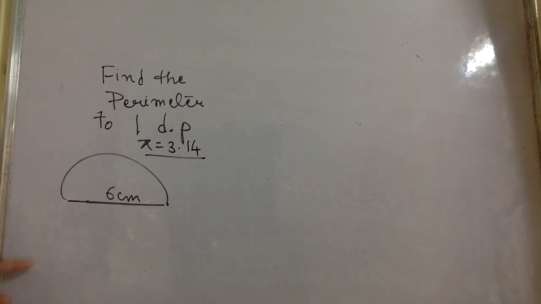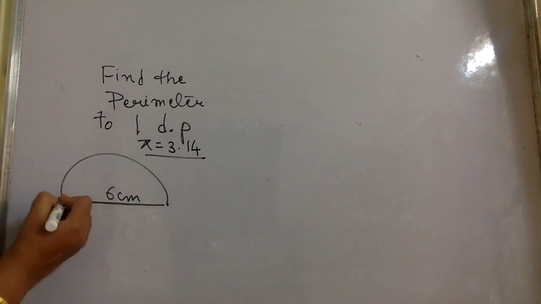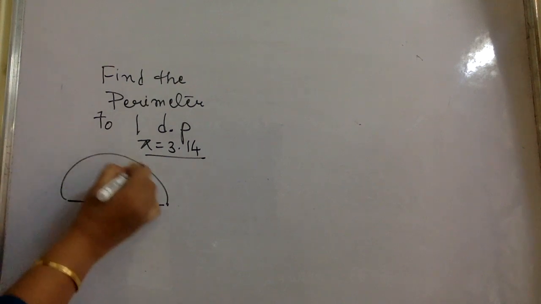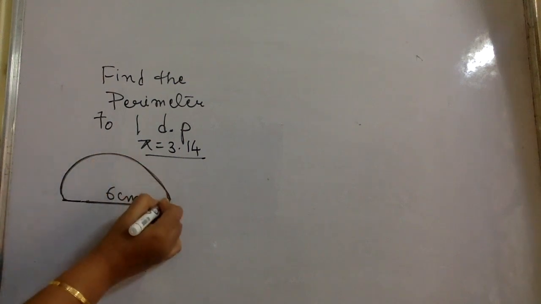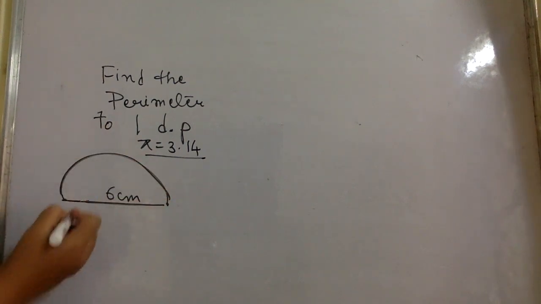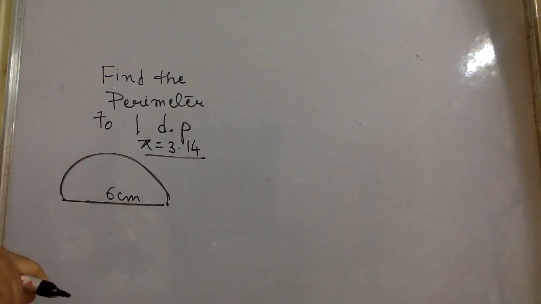Now this question is one of the questions which is asked, and very often people get it wrong. Now why do they get it wrong? Perimeter is any outside boundary. So the perimeter here will be half of the full circumference. This is a semicircle, so this is half of the circumference. Okay, now why does it go wrong?